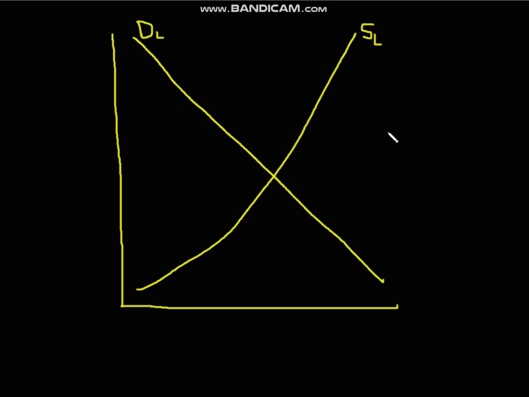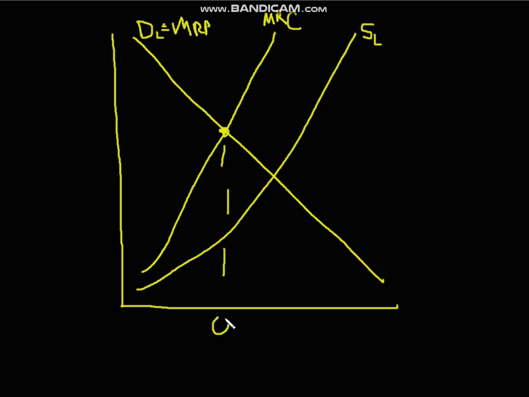So now what happens when you have a union and a monopsony? And to make this a monopsony, I need a separate marginal resource cost curve. And so here is where MRC equals MRP, because remember, this is also our MRP. And here is the quantity of labor hired in the monopsony.